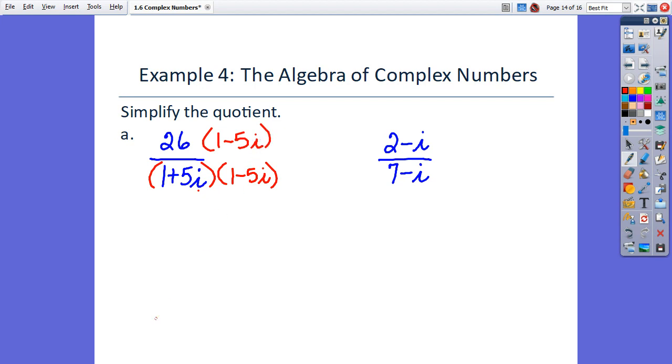Now, again, just like we did with the radicals, I'm going to hold off distributing the 26. I'm not going to do that just yet, because I've got to see what the bottom turns out to be.